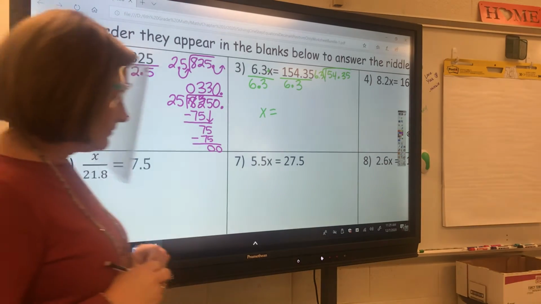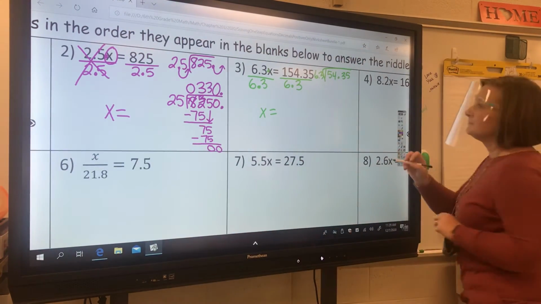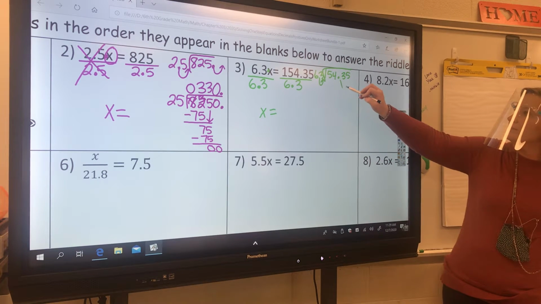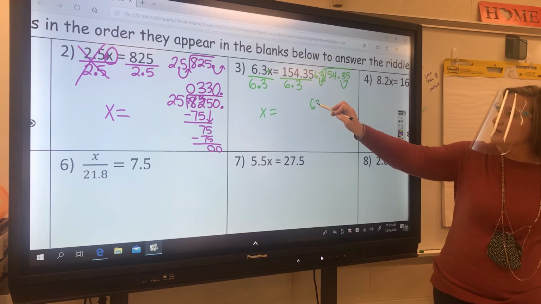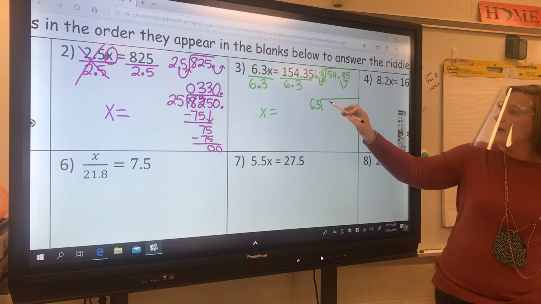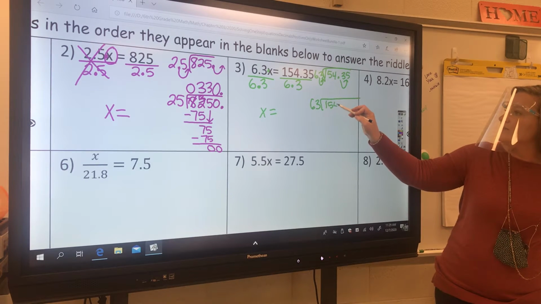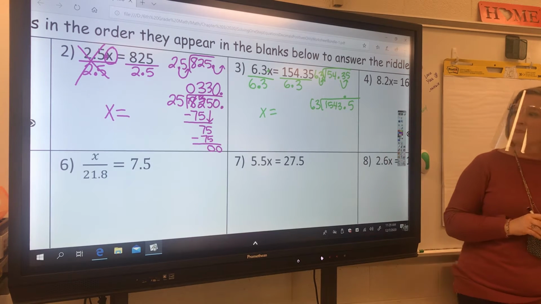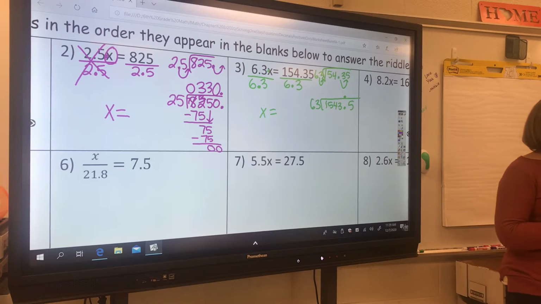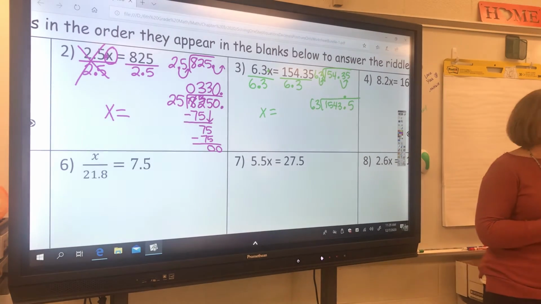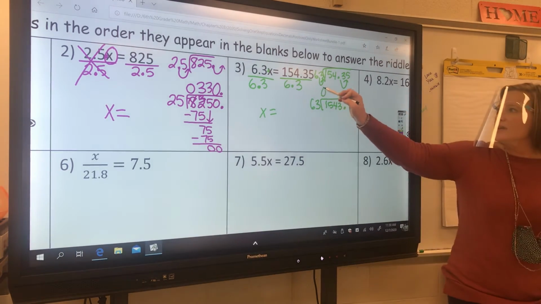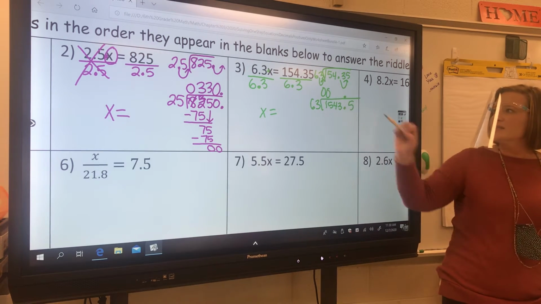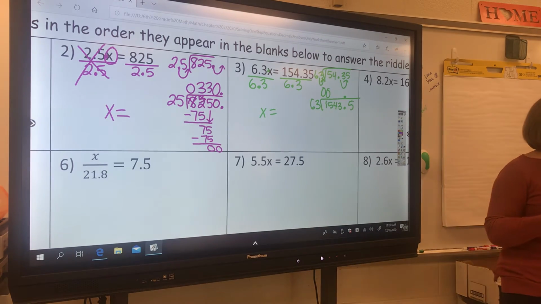Move the decimal over. How many times? Once. So I have 63 on the outside, I have 1,543 and 5/10 on the inside. How many times will 63 go into 1? 0. How many times will 63 go into 15? 0. How many times will 63 go into 154?